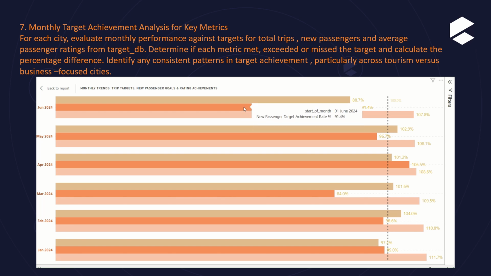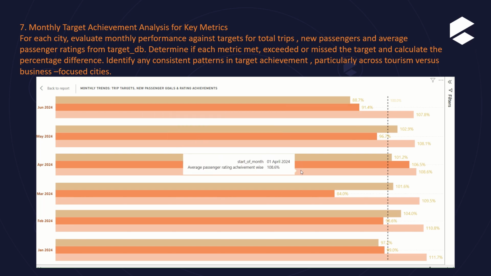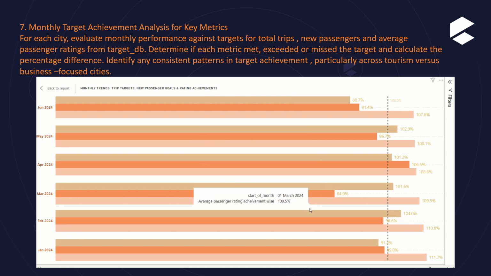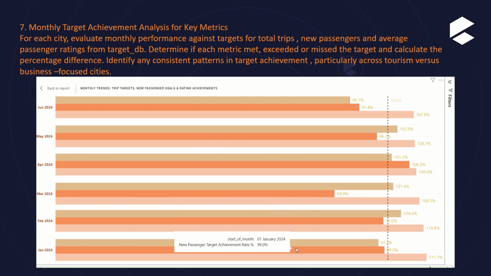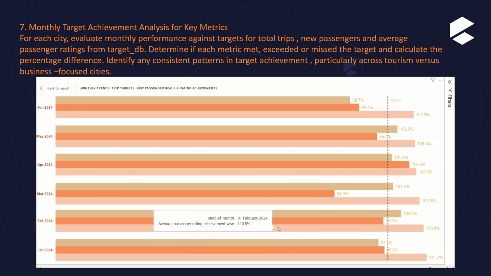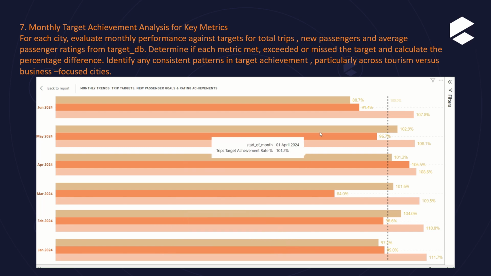And for the new passenger target achievement rate, we see that in the month of April, we have a higher new passenger target achievement rate. We have crossed the expectations, while for the trips target achievement rate, the highest being in the month of February, where they have a higher trips target achievement rate. The highest numbers of trips are in the months of January and February, while the least being either May or June.